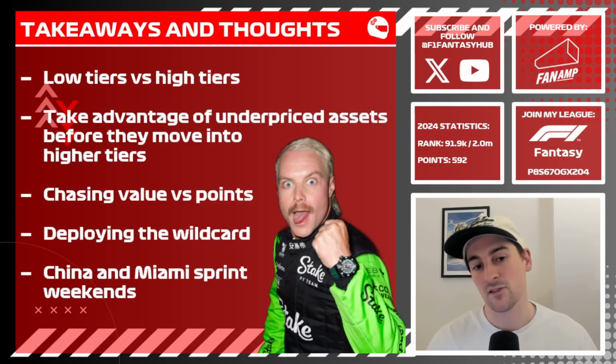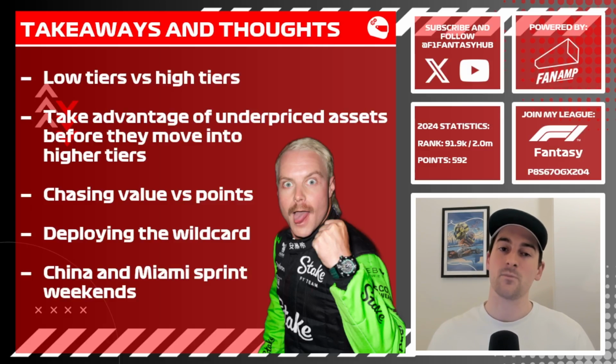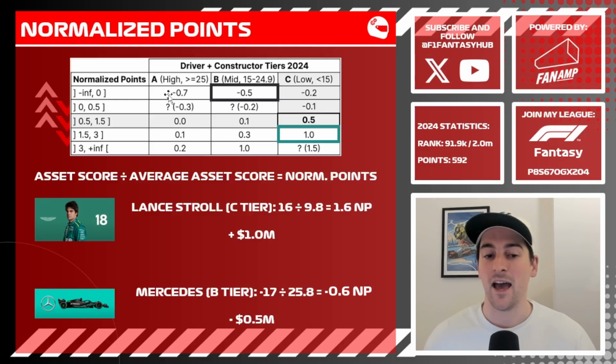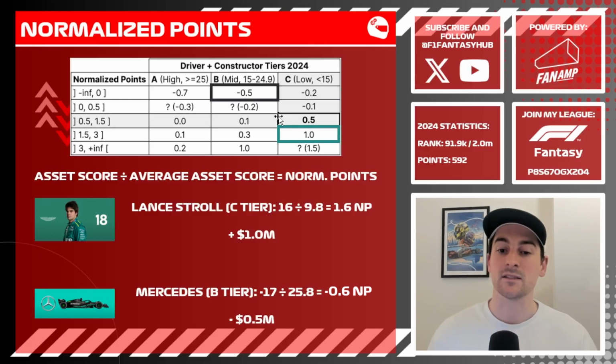Obviously, the standout is the low tier versus the high tier assets. I think what you're seeing in the low tier assets, if we quickly pivot back to the table here, is that when they have a good weekend, their prices increase much more drastically than their counterparts in the A and the B tier. To the contrary, when A tier assets have a bad week, as we saw with Max Verstappen in Australia, they're more prone to a more significant price decrease.